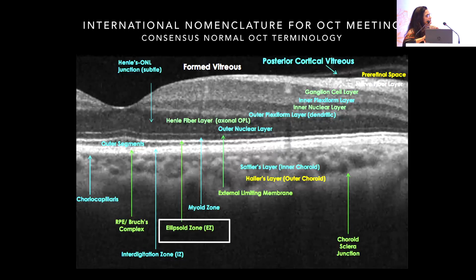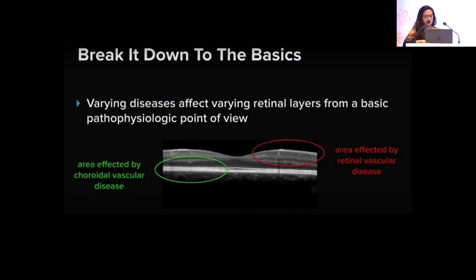So these are the different retinal layers. The layers which are of concern to us are the retinal pigment epithelium here and the ellipsoid zone here. So the ellipsoid zone has been variously called different names. It was earlier called the IS-OS junction, then it was called the photoreceptor integrity line, and most recently it is called the ellipsoid zone. So there are a lot of new terminologies that keep coming in. There's the interdigitation zone, there is the myoid zone, but generally these are the two things that would be of concern to us.